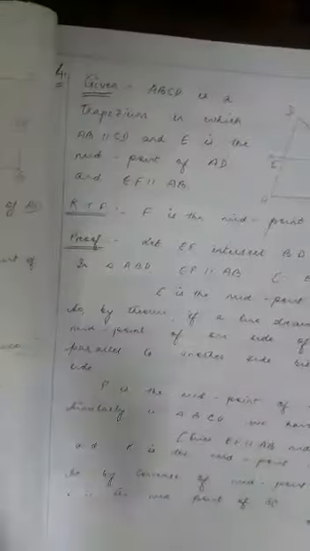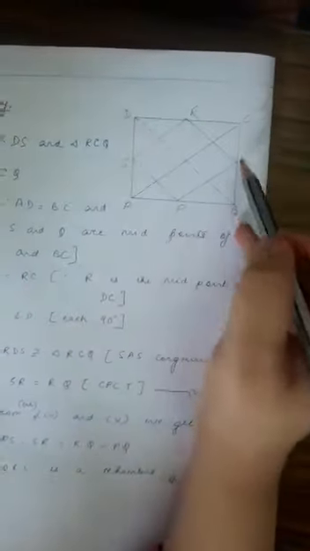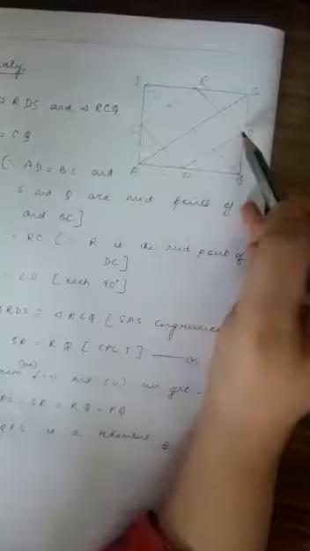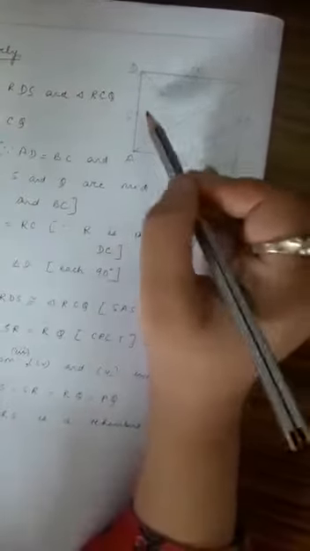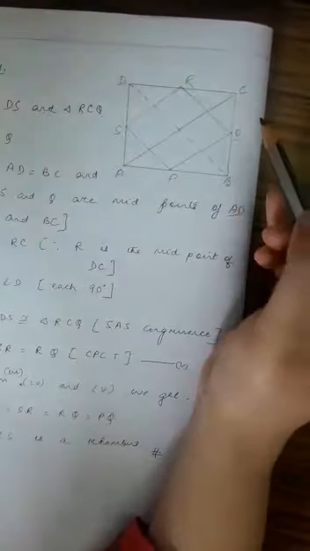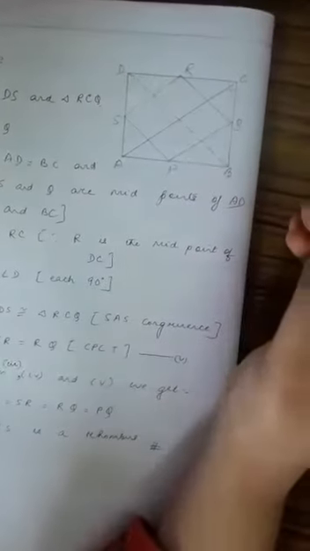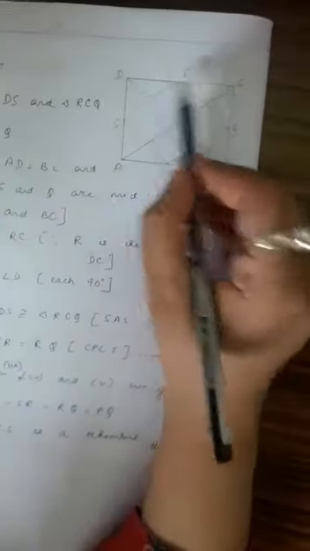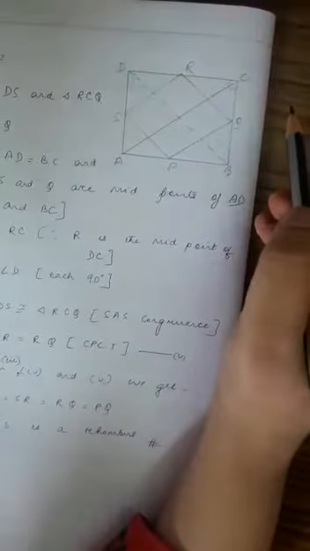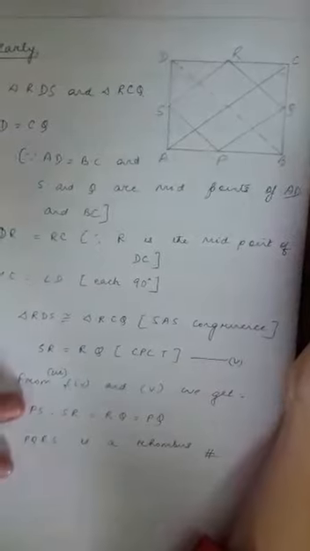Now, again we will consider the two triangles RDS and RCQ. From these two triangles, SD is equal to CQ, since AD is equal to BC and S and Q are the midpoints of AD and BC. Also, DR is equal to RC because R is the midpoint, and angle C and angle D are equal to 90 degrees each. Therefore, these two triangles are congruent by SAS congruency. Since these two triangles are congruent, SR is equal to RQ by CPCT.